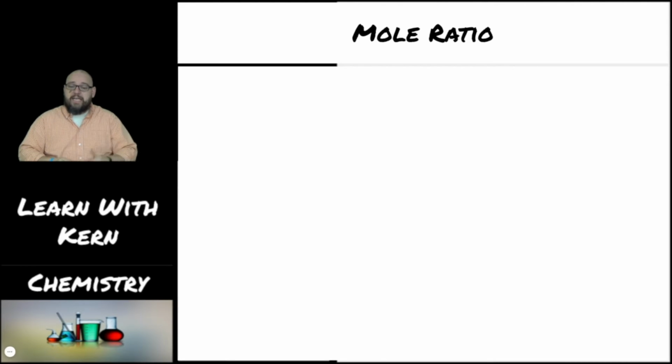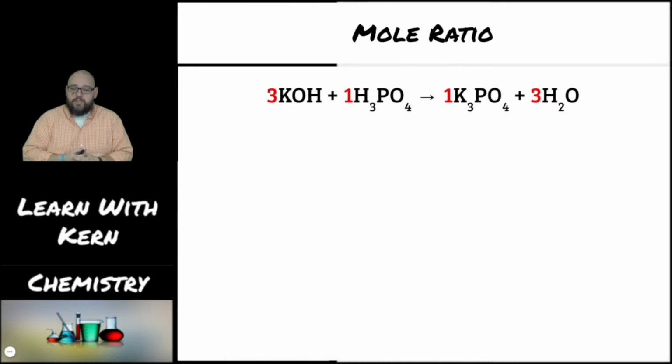So when you're looking at a chemical equation like this one, the same equation we had earlier, this time I added 1s for the coefficients of phosphoric acid and potassium phosphate. I just added those 1s so that you could see them. Again, we don't normally write the 1s for our coefficients, but you'll see we have 3, 1, 1, 3 as the coefficients of our balanced chemical equation.